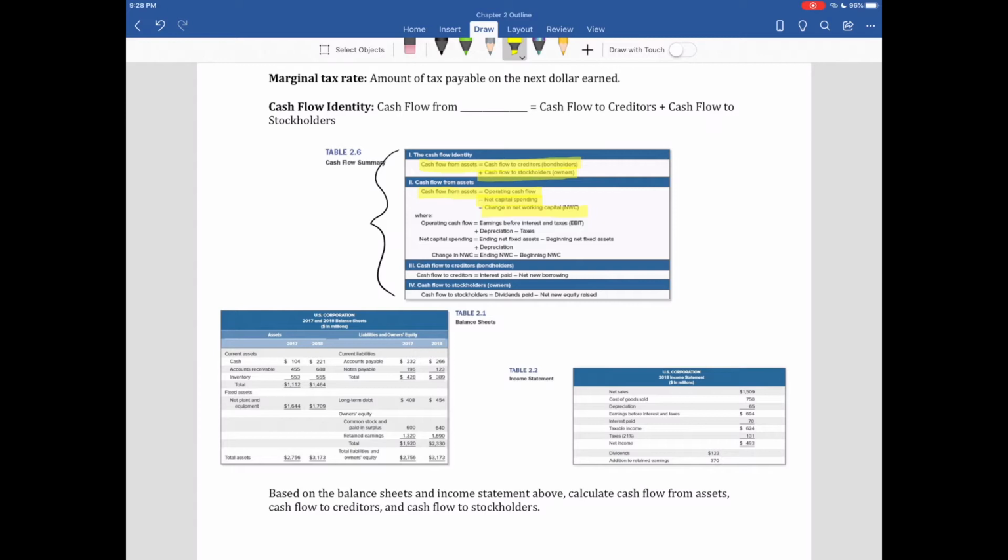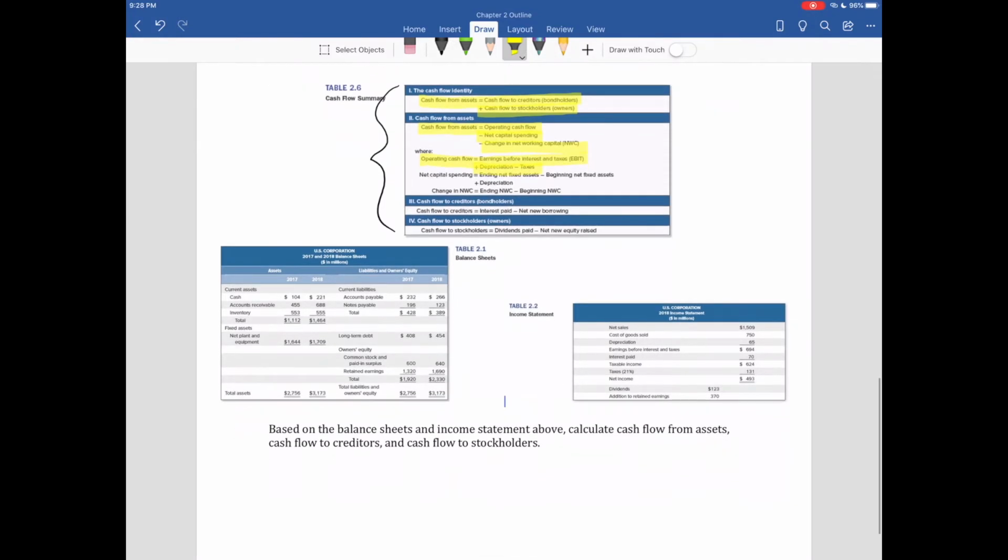So the first thing that we are going to look at is operating cash flow. Operating cash flow is equal to your earnings before interest and taxes plus depreciation minus taxes. Hopefully you realize that all of these values come from the income statement. So what we'll do is we'll come over here to the 2018 income statement and identify earnings before interest and taxes. We will add back in depreciation, and then we will subtract our tax balance.